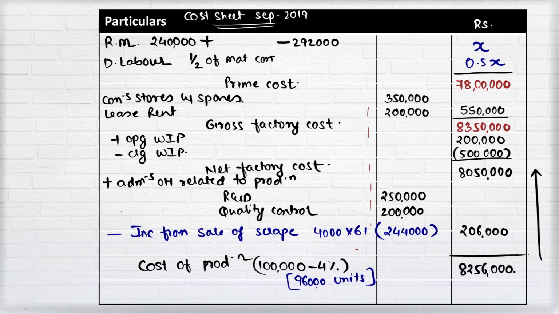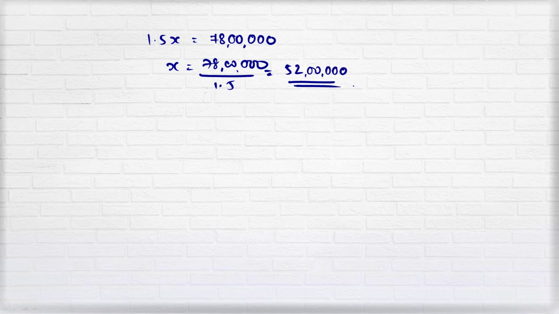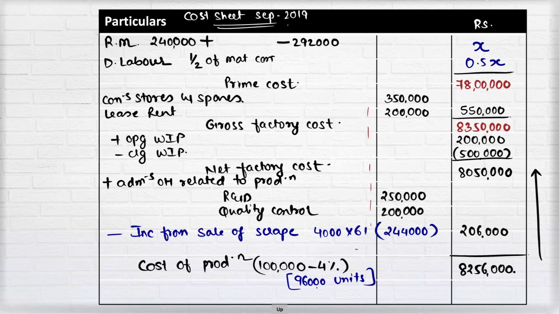Also, I will be getting the answer of x, right? If 1.5x is equal to 78 lakhs, I get the answer of x. 78 lakhs divided by 1.5 is 52 lakhs, which is x. Instead of x, you should write down 52 lakhs. And instead of 0.5x, you should write down 52 lakhs divided by 2, that is 26 lakhs. Again, an excellent point.